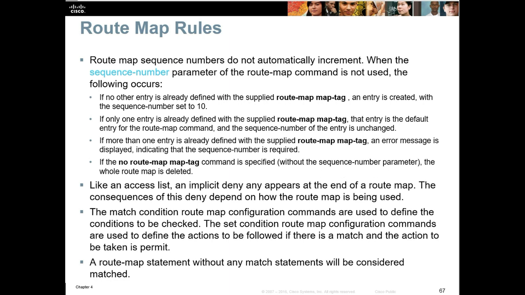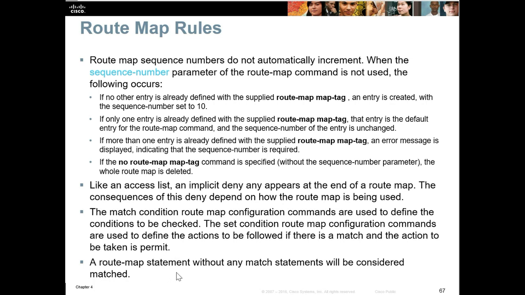Okay, so next, sama macam access list, there is an implicit deny at the end of the route map. Okay, so the consequence of this deny depend on how the route map is. So the match condition route map configuration command is used to define the conditions to be checked, and the set condition route map configuration commands are used to define the actions to be followed if there is a match, and the action to be taken is permit.